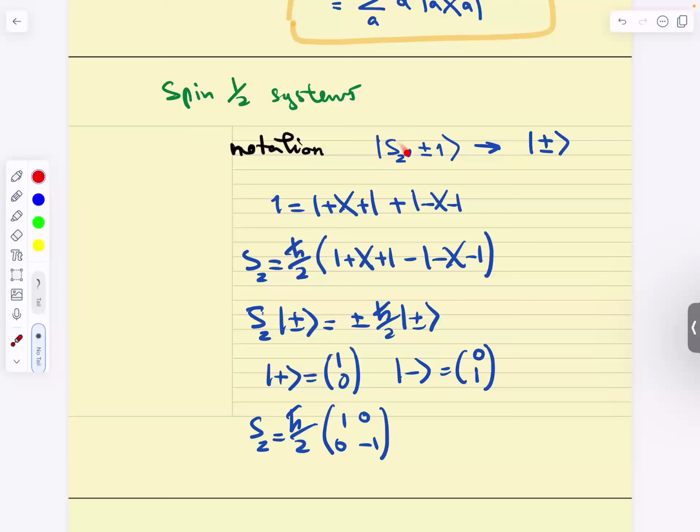Measurement of the Z component of spin of silver atoms gives you these kets. We're going to represent them by plus and minus. This is 1, 0. This is 0, 1.